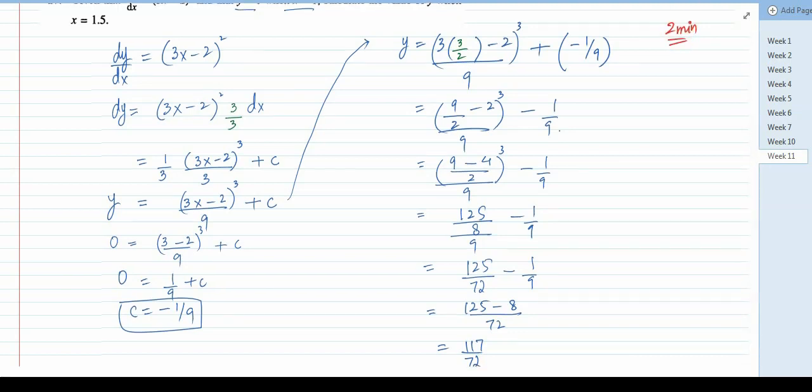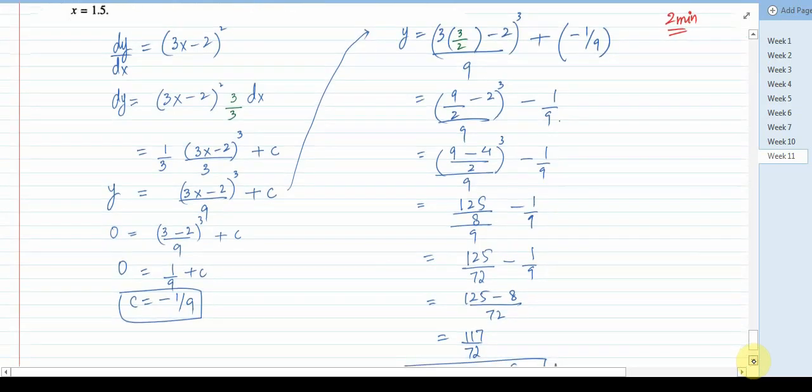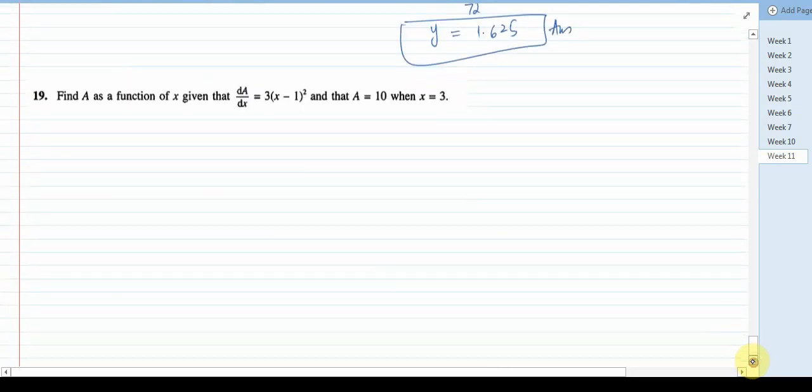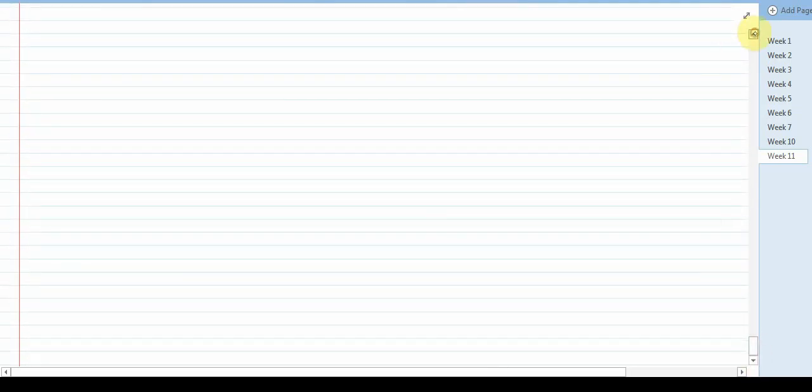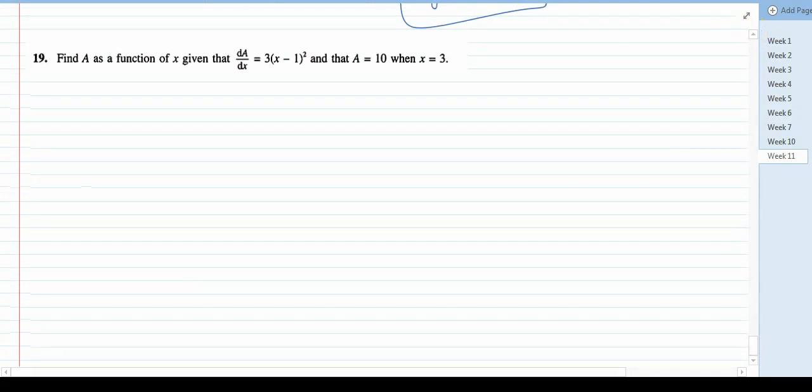Alright class, moving on to the next question. It says: find A as a function of x given that dA over dx is equal to 3 times (x minus 1) whole square, and that A is equal to 10 when x is 3. So basically these two things are given to find out the constant c we have, right?